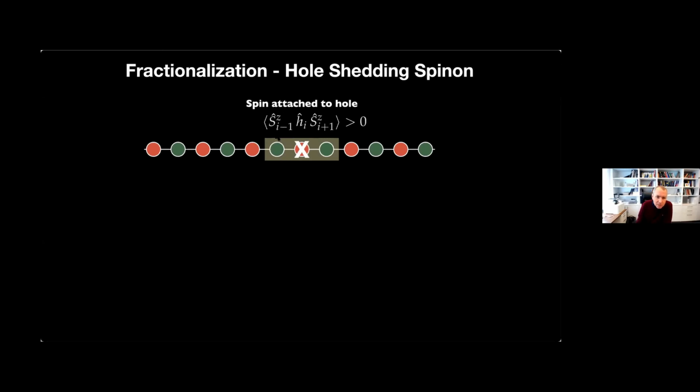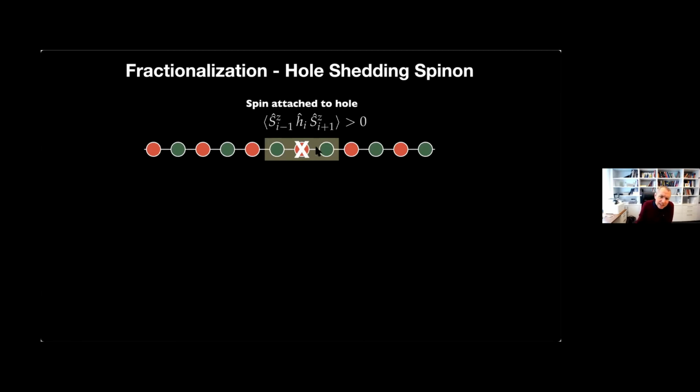So how is the spin on site i-1, this site here, correlated with the spin on site i+1 over here, conditioned on having a hole in between? So this is what this correlator measures, what it tells us, this correlation function. So you're evaluating how the spin environment looks like surrounding a hole. And then, of course, you can calculate the expectation value of that.